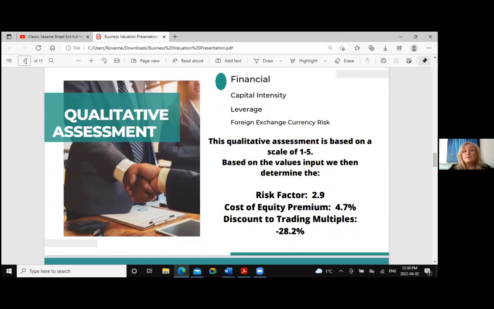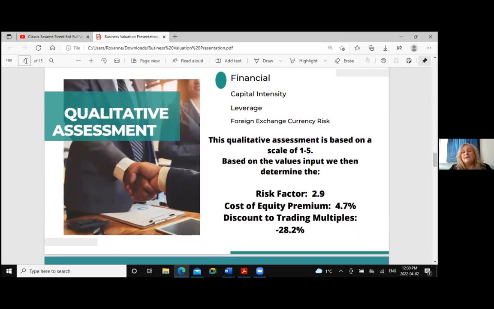Then we do look at the financials, of course, how capital intensive they are, whether they're leveraged. Sebastian mentioned that he likes doing leveraged buyouts. And then you look at the foreign exchange currency risk. The qualitative assessment that I do, and the program that I prefer, has these items all based on a scale of 1 to 5. Based on where the values are input, because it's all in the computer, we determine from that the risk factor, the cost of the equity premium, and the discount to trading multiples.